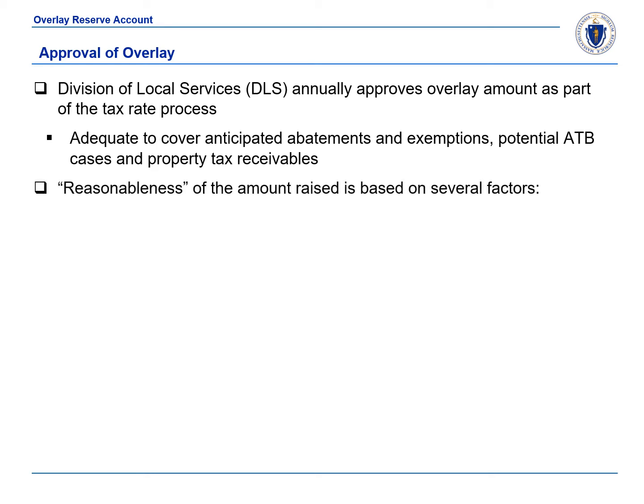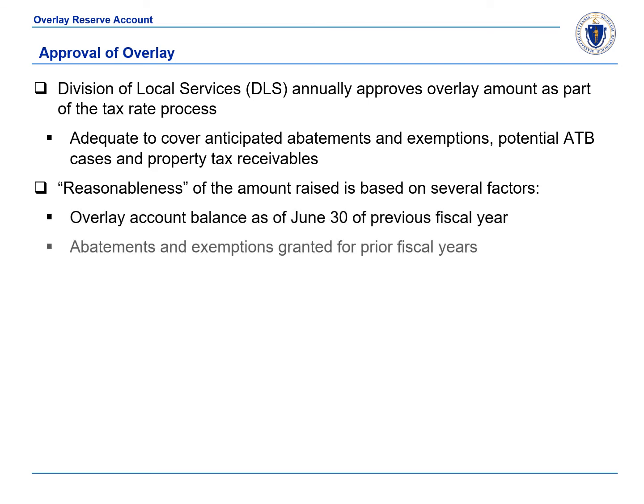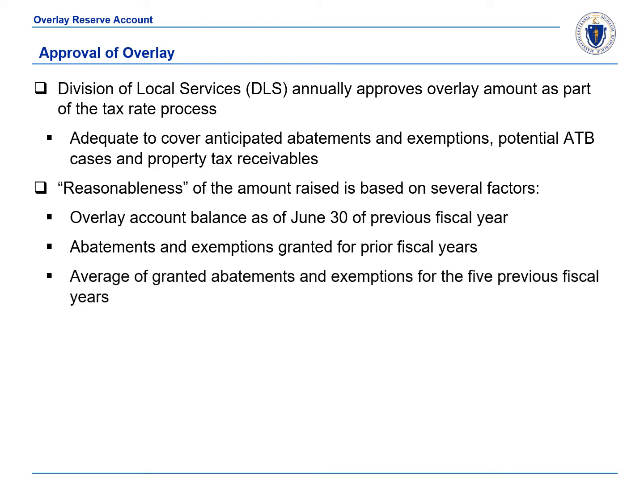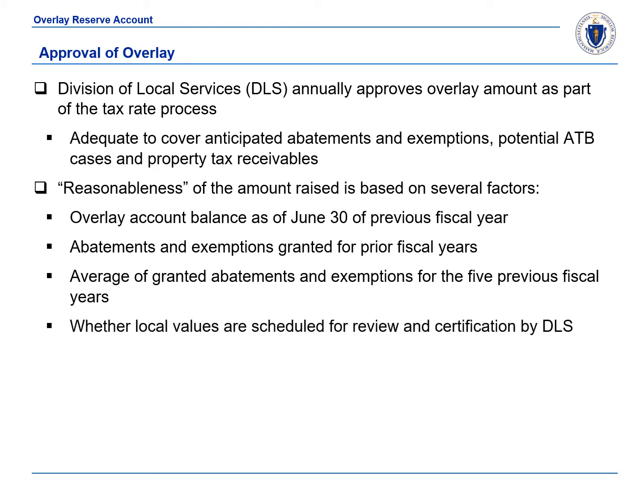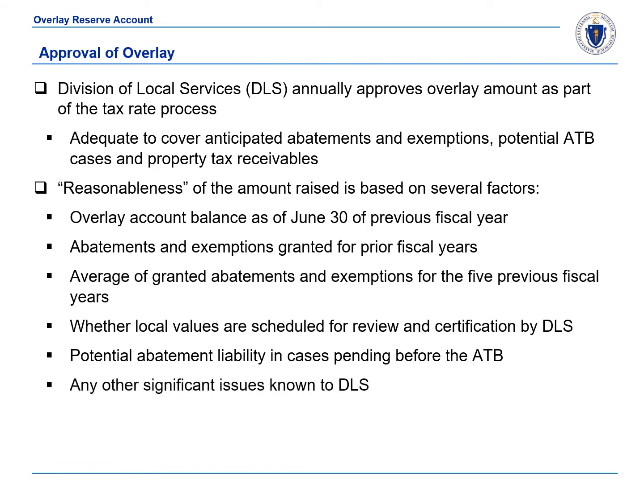The reasonableness of the account balance will be judged based on the following factors: the account balance as of June 30th of the previous fiscal year, abatements and exemptions granted and payments made for prior fiscal years from July 1st to the date the tax rate is submitted, the average of granted abatements and exemptions and outstanding receivables for the 5 previous fiscal years, whether local values are scheduled for review and certification by DLS, the potential abatement liability in cases pending before or on appeal from the Appellate Tax Board, and any other significant factors known to DLS.